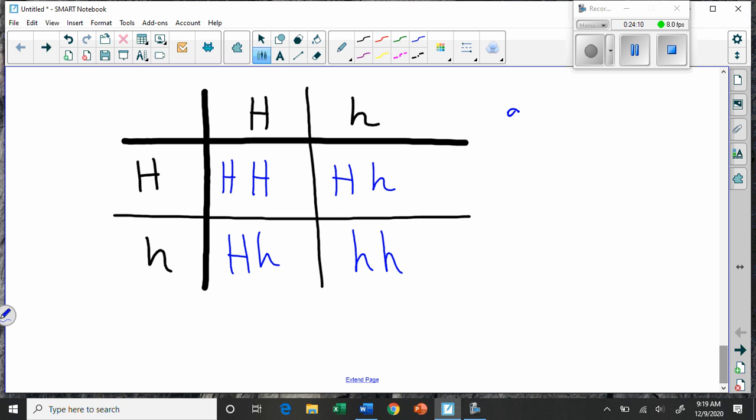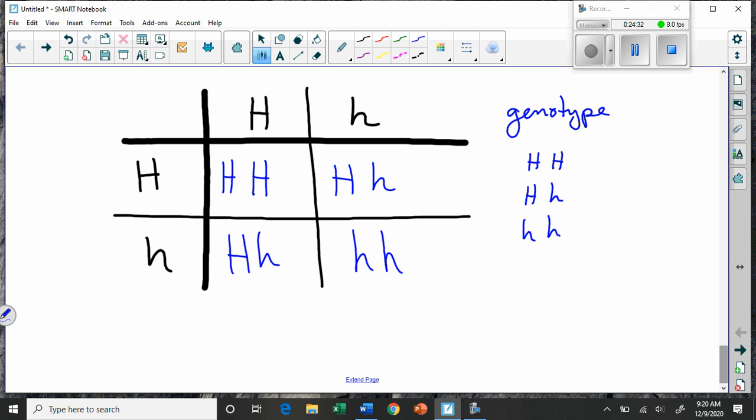This is not really answering the question. You don't need to do this, but it's good practice. So the genotypes are HH, that's one possibility. The other possibility is Hh. Now it happens twice, but it's the same possibility, so you don't write it twice. And then the third possibility is hh. Those are the 3 possible outcomes, right?